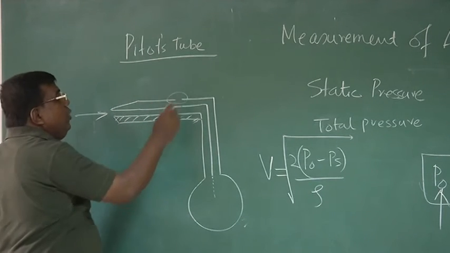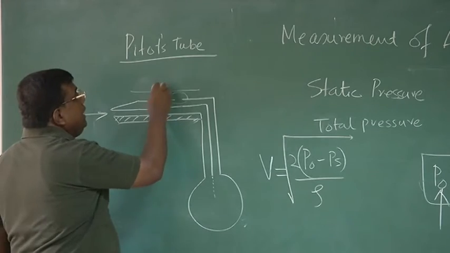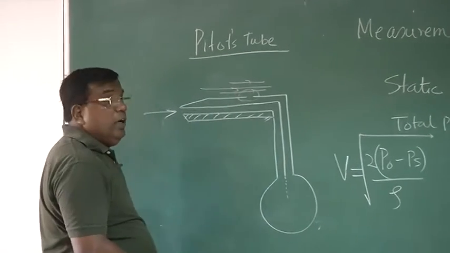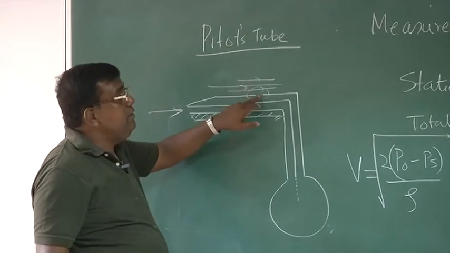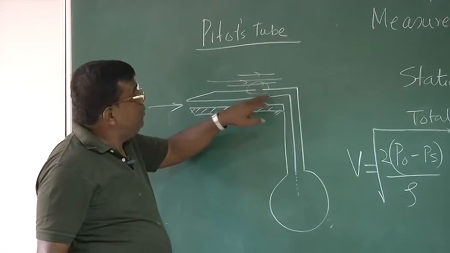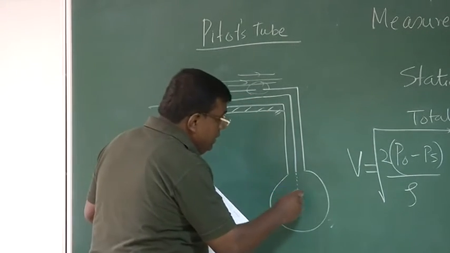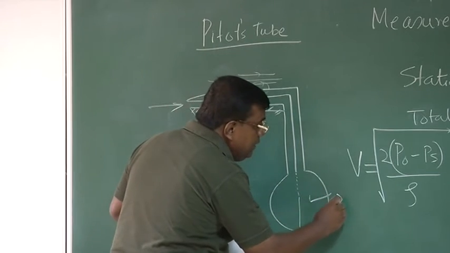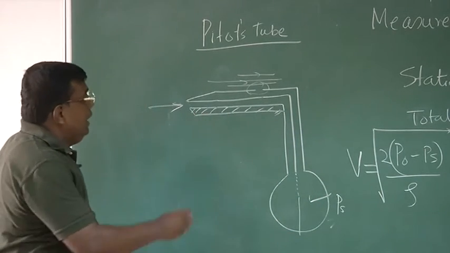Watch out here, there is an opening. So the fluid particles are moving like this, right? So what will happen? This point will sense the static pressure, and this input goes to the chamber. Let's say here I am sensing static pressure. And now what is happening here?